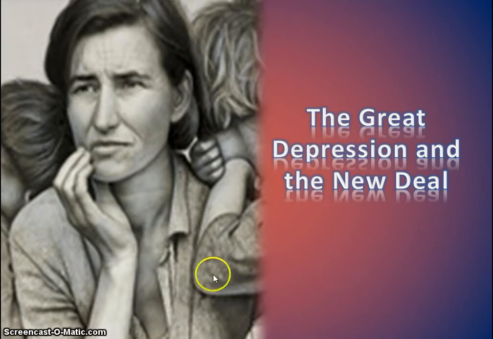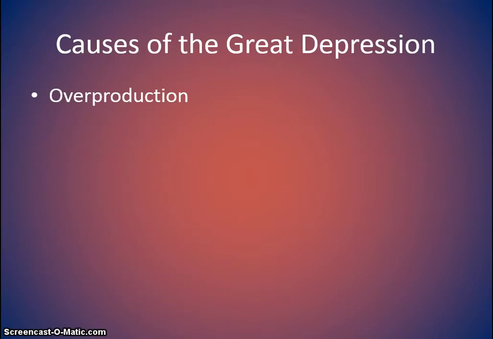Okay guys, so now we're getting into the Great Depression and the New Deal. The first thing we're going to go over is how the Great Depression begins, right? What caused the Great Depression? And the first thing is going to be overproduction.